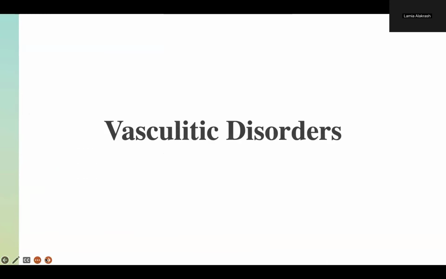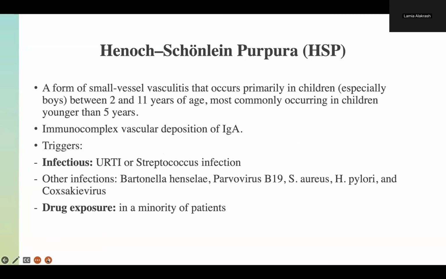Now we will talk about common vasculitic disorders. The most common example we have is Henoch-Schönlein purpura. It's a form of small vessel vasculitis that occurs primarily in children, usually between 2 and 11 years of age. However, the most common age group is younger than 5 years of age. If it's older than 5, it's considered one of the poor prognostic factors.